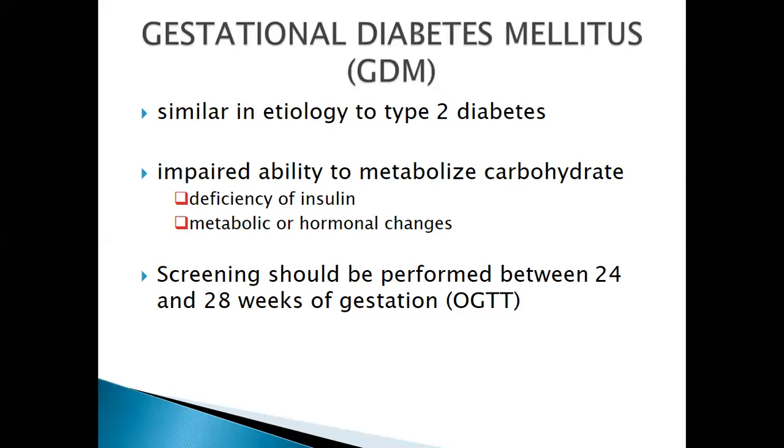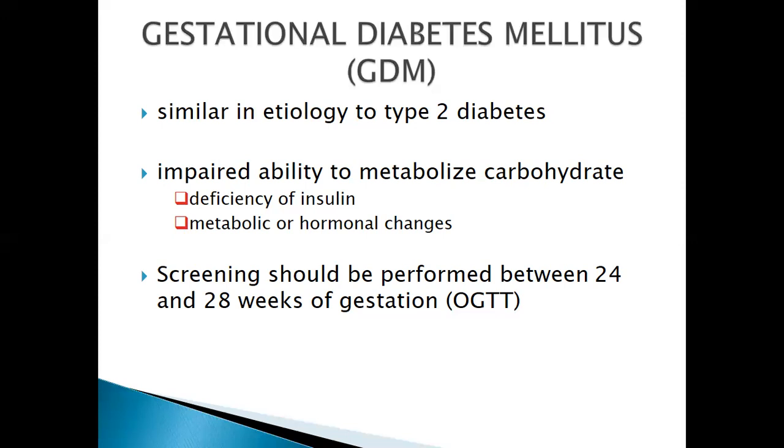mellitus. But if you are able to detect abnormal levels of glucose at less than 20 weeks, most likely the patient had type 2 diabetes mellitus even before pregnancy. We call it overt diabetes. So in GDM, there is actually impaired ability to metabolize carbohydrates, as caused by a deficiency of insulin or any metabolic or hormonal changes.